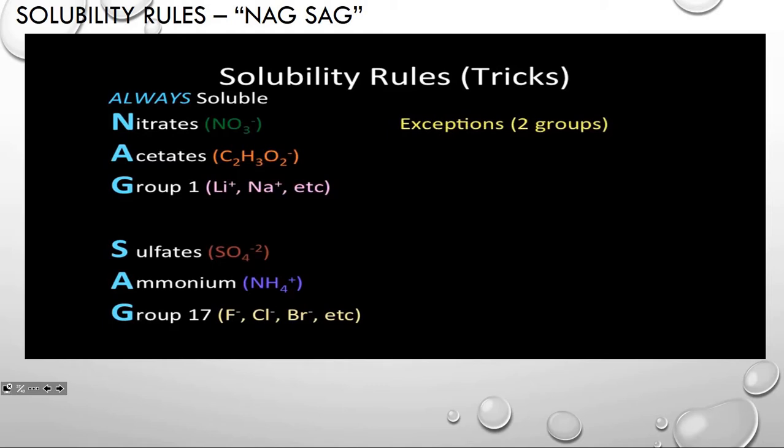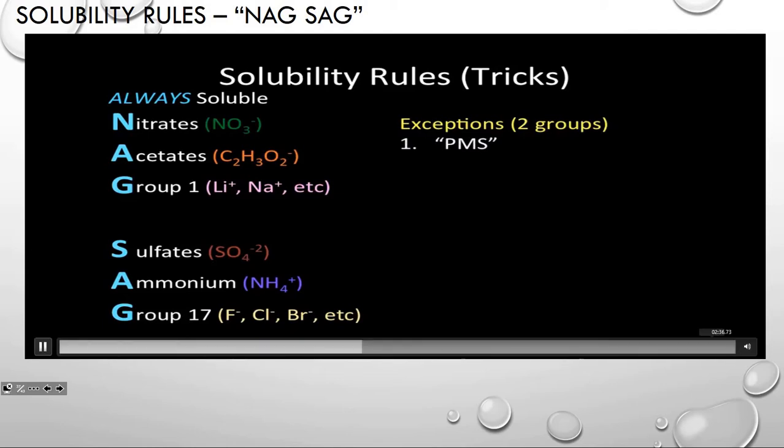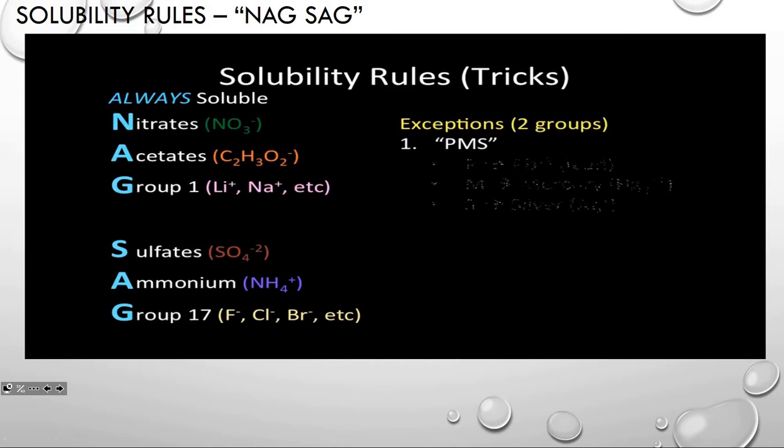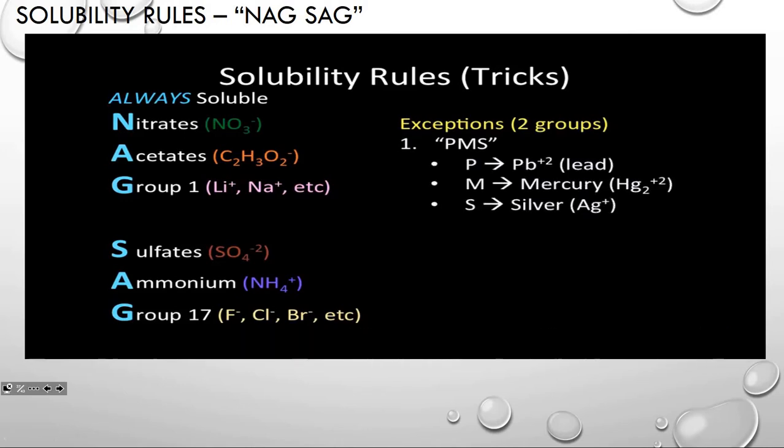Even though I told you that these elements and molecules are always soluble, I lied, because there are two specific groups that are exceptions. Now, the very first group I like to call PMS, and it's very easy to remember, just 3 letters. And the P stands for Pb plus 2, which is lead. The M stands for mercury, diatomic mercury, Hg2 plus 2. The S for silver, Ag plus.